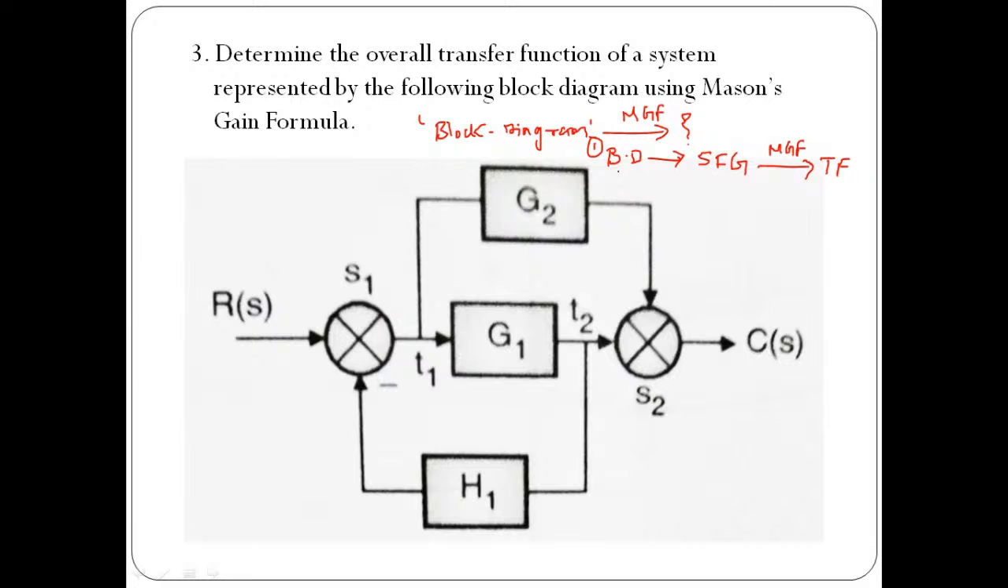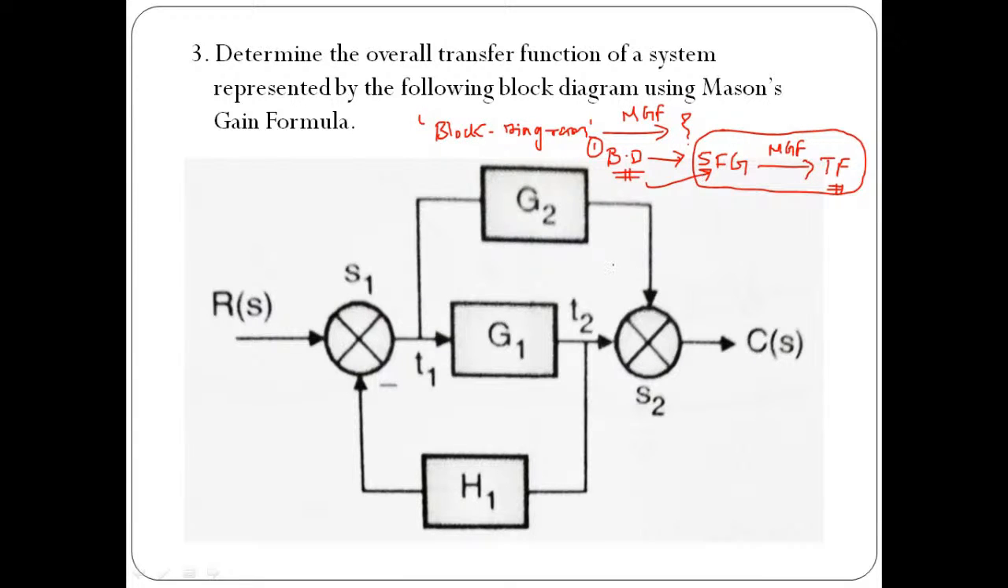Here we have the block diagram representation for the system. Convert that into its corresponding signal flow graph, and then apply the logic of Mason's gain formula to find out its transfer function. That's it. So this portion is known to us. That means if you know the signal flow graph, how to apply Mason's gain formula to calculate its corresponding transfer function. But we don't know, if we have a block diagram representation, how to convert it into its corresponding signal flow graph. That is important. Again, it is very simple.